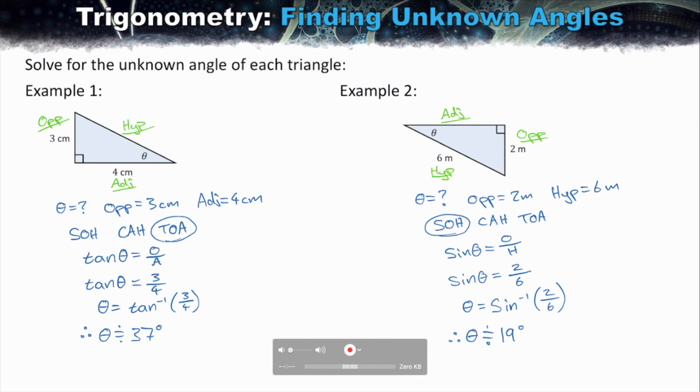So, like I said, the key thing with these is just making sure that you get the correct ratio in hand. I've shown you an example with the tangent ratio and an example with the sine ratio. If you do get the cos ratio and you're up to this step, it's the same as what we did with all the others. We do the cos inverse of whatever we have. Once you make sure you get the ratio correct, you substitute in and you do the inverse of the ratio that you have in order to find the angle.